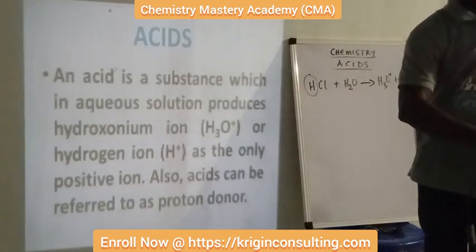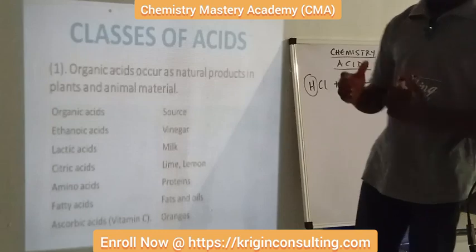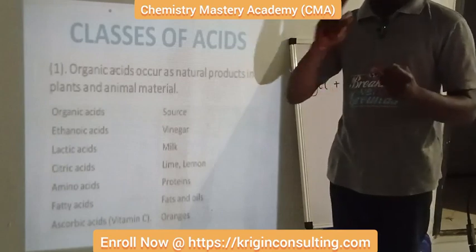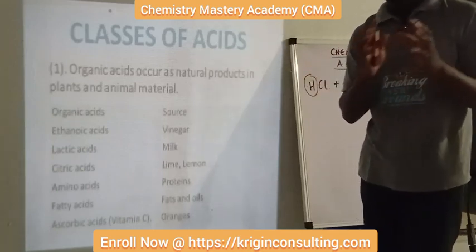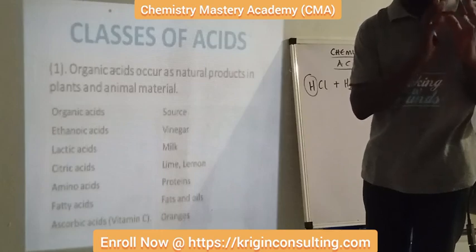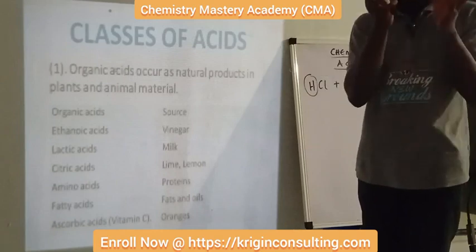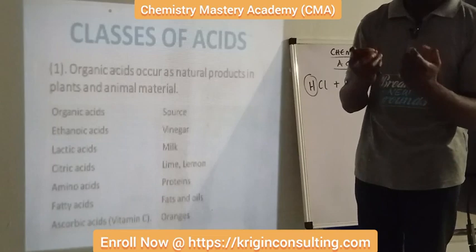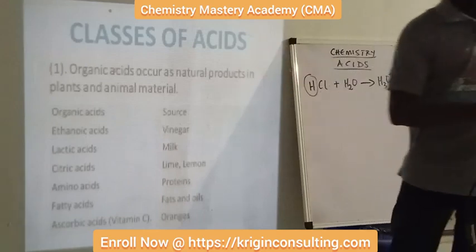Moving further, acids can be categorized into two groups or classes. In the classification of acids, we have organic acids and inorganic acids. Organic acids are those acids whose source is natural products, from living things, particularly plants and animals. The word organic means natural. So organic acids are those gotten from natural products, such as plants and animals. Now let's look at some organic acids.